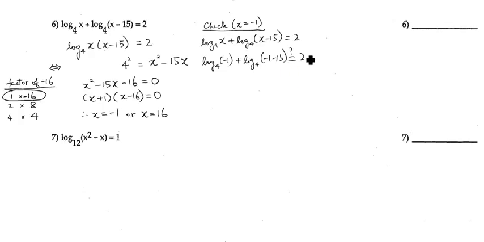And put the question mark on top. So it turns out we got log of -1 with base 4 plus log of -16 with base 4. But can we take the log of a negative number? We cannot. So we will see they are not equal to 2. So we will reject x equals -1 as one of our solutions.